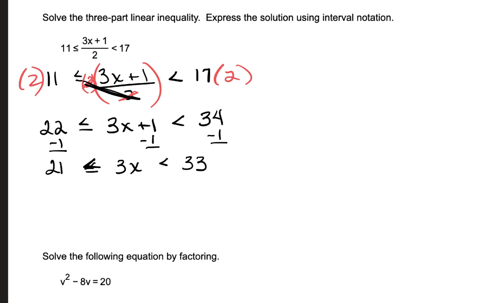We have 3x, but we want x. So let's get rid of the 3. And since it's multiplied by x, we want to divide it out. Divide by positive 3, which means we don't need to change the direction. We get 7. All right, this is our answer.